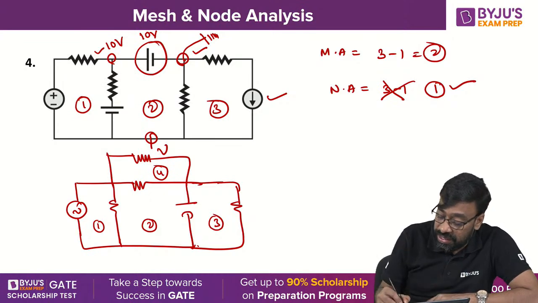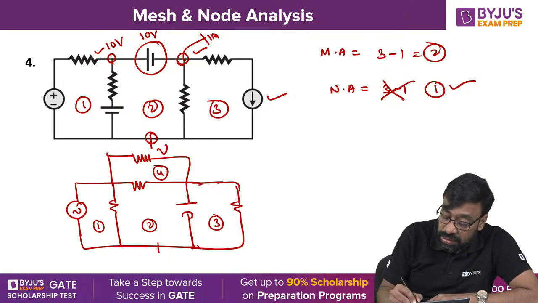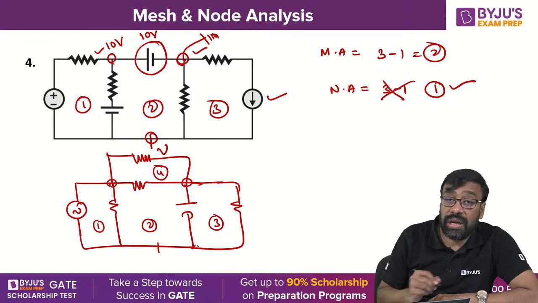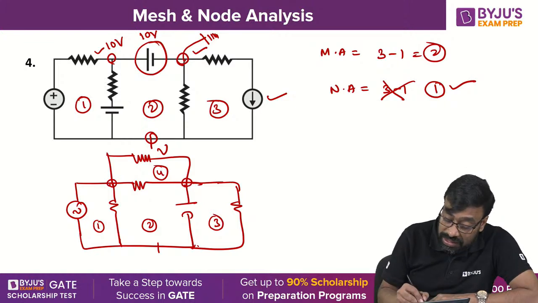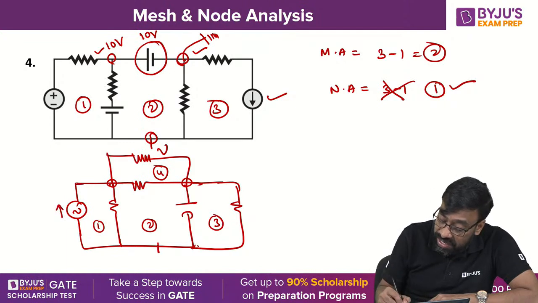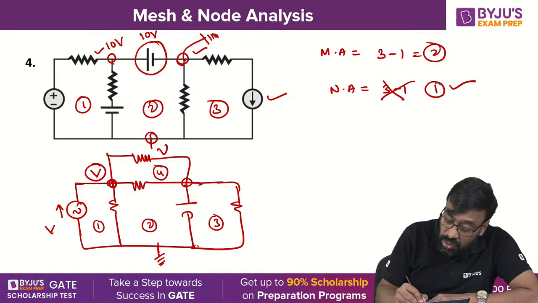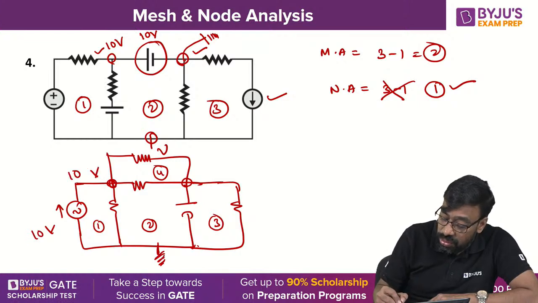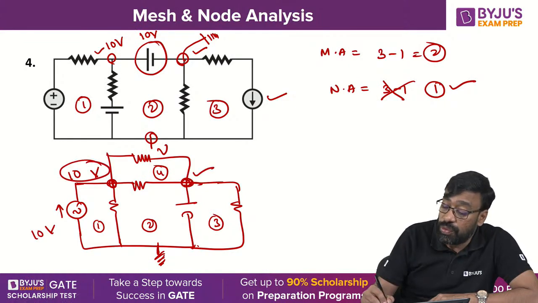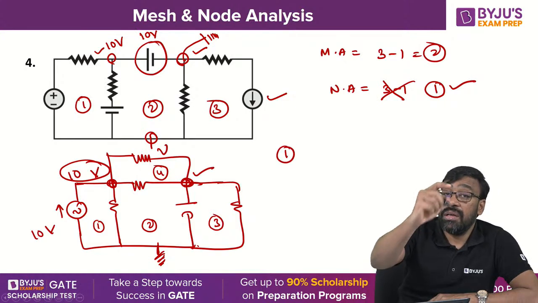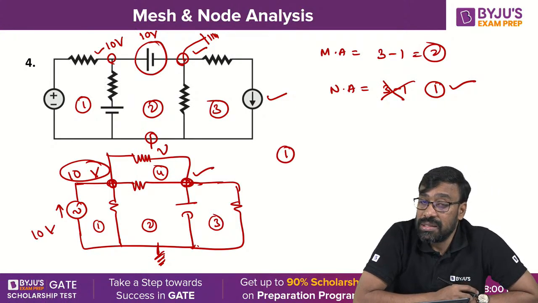But for node analysis, you see 1, 2, 3, yes or no, all of you? But this is a voltage source which doesn't have any series resistor. If I take this one as 0, this value is known or not? This is a known value. If it is 10 volts, it is also 10 volts. Then if this is 0 and this is 10 volts, only this particular value is not known. Therefore, only one equation is enough to solve using node analysis.